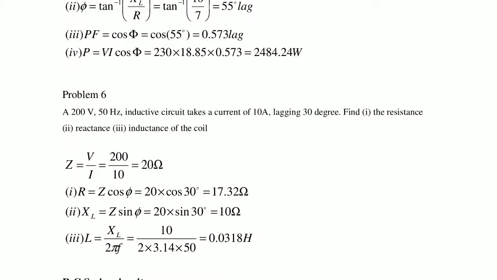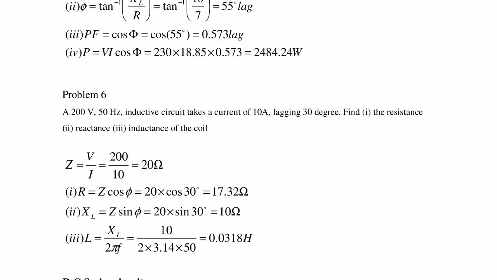In the previous case the angle was not given, but the resistance and inductance values were given. Here it is a different case. Here we are asked for the resistance, the reactance, and the inductance of the coil. Since voltage and current are given, we can get the impedance directly. Z is equal to V by I, which is 200 by 10, that means 20 ohms.